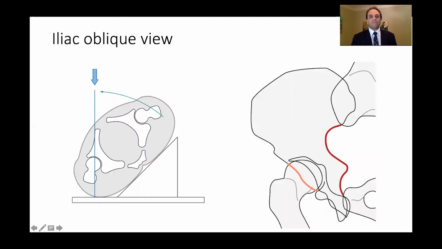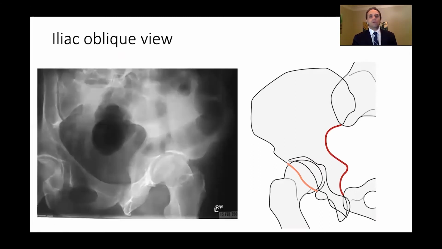Then on the iliac oblique view, we see the posterior column, or the ilioischial line, the red one, and the anterior wall, or the orange one. And in this case, the patient will be tilted 45 degrees. And this is how it looks on X-ray. This is the posterior column, and this is the anterior wall.